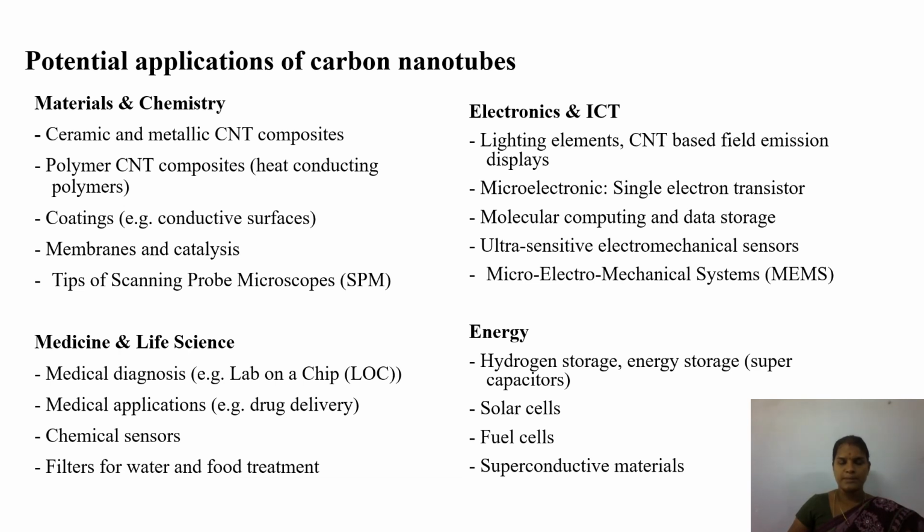for food treatment. In the electrical and electronics field, it is used to prepare lighting elements, carbon nanotube based field emission displays, microelectronic devices, molecular computing and data storage devices, ultra sensitive electromechanical sensors, and microelectromechanical systems. And in the energy field, it is used as hydrogen storage, energy storage devices, in order to prepare solar cells, fuel cells, and superconductor materials. These are all the potential applications of carbon nanotubes.